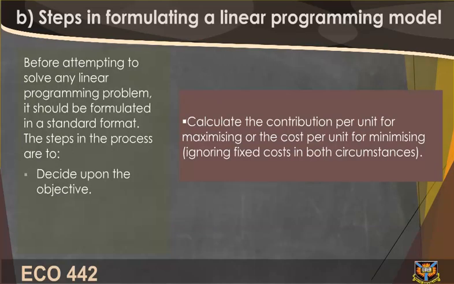B. Steps in formulating a linear programming model. Before attempting to solve any linear programming problem, it should be formulated in a standard format. The steps in the process are to decide upon the objective, calculate the contribution per unit for maximizing or the cost per unit for minimizing, ignoring fixed cost in both circumstances.